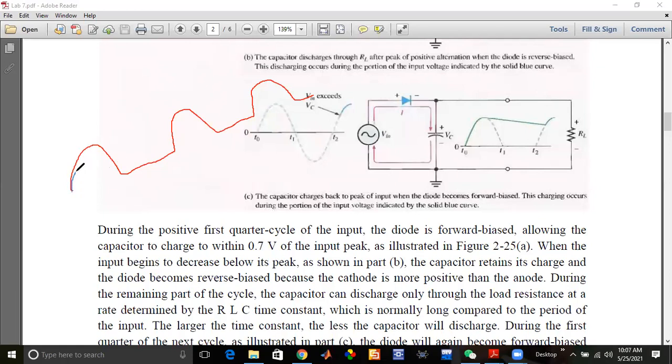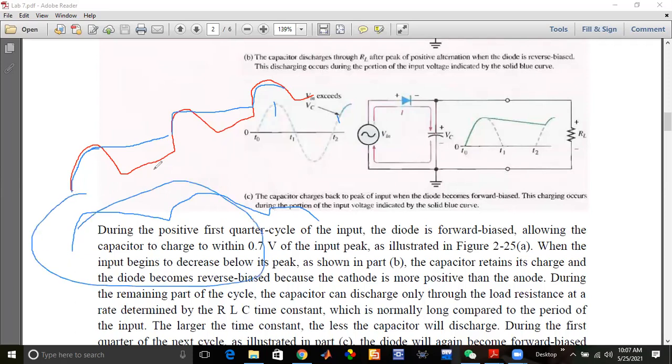In this portion the capacitor will become charged, and from here to here this will become discharged, and then it becomes charged, and here it will become discharged. And so you see that the output with filter will behave like this. So you see the fluctuation here is smaller as compared to the fluctuation here.